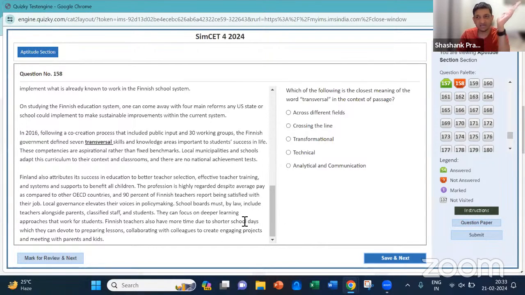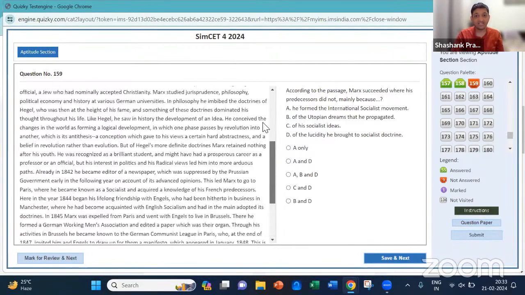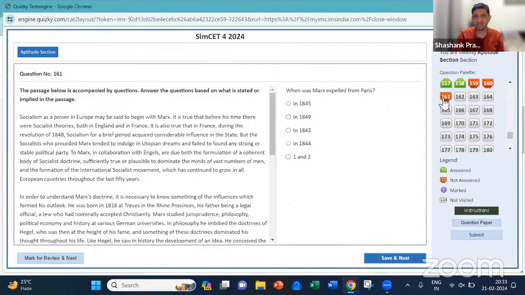Transversal. Transversal is across, cutting across. Something like this. Across different fields. So you have parallel lines and transversal. So it's that. Okay, I can see some marks here. I don't know. I'll not go for marks. Marks generally does not translate into marks.